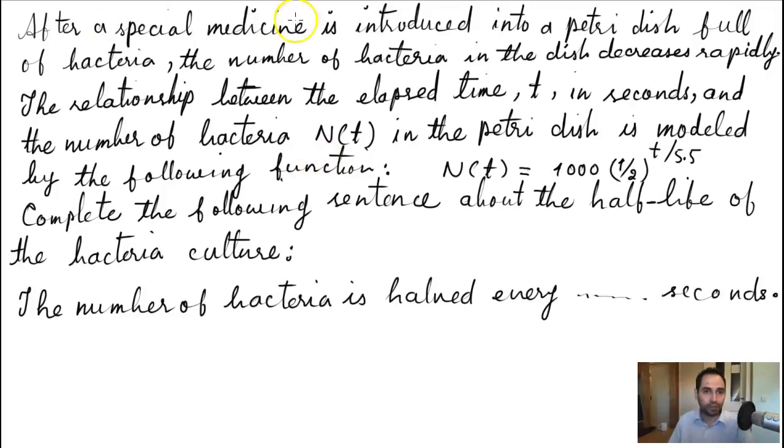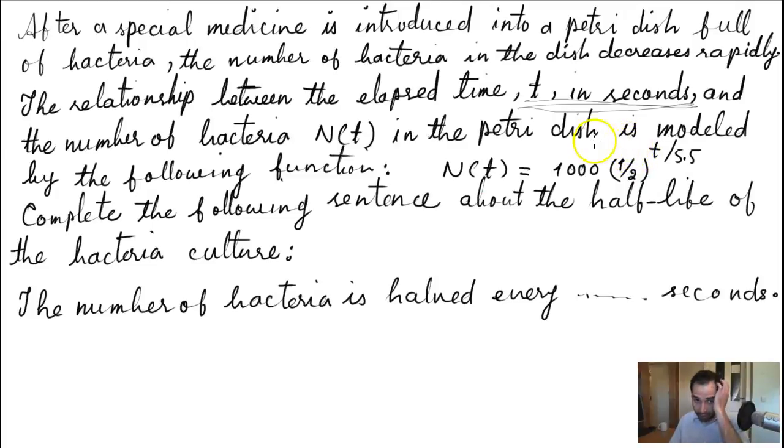After a special medicine is introduced into a petri dish full of bacteria, the number of bacteria in the dish decreases rapidly. So the number of bacteria is decreasing. The relationship between the elapsed time t, in seconds, and the number of bacteria n of t in the petri dish is modeled by the following function. n of t is equal to 1000 times 1 half raised to the power t divided by 5.5. So this is the function.